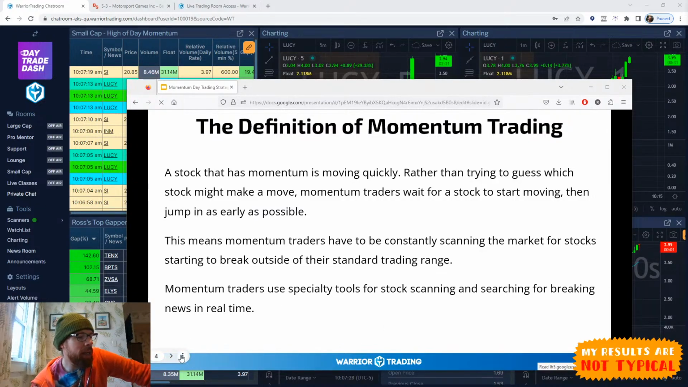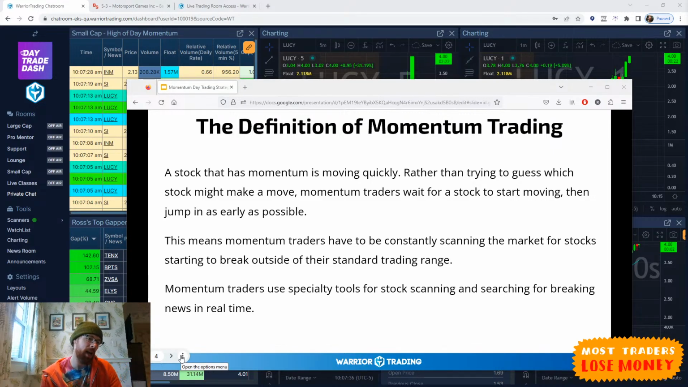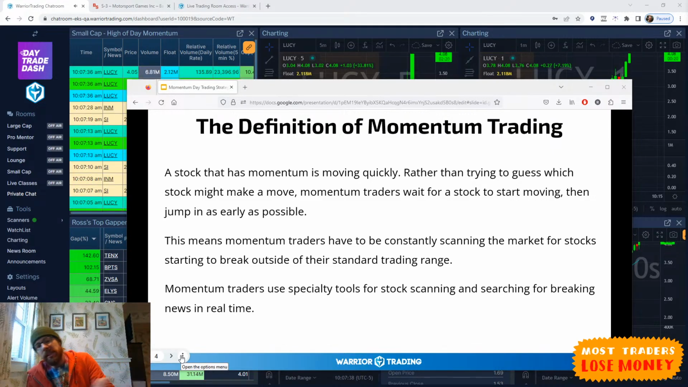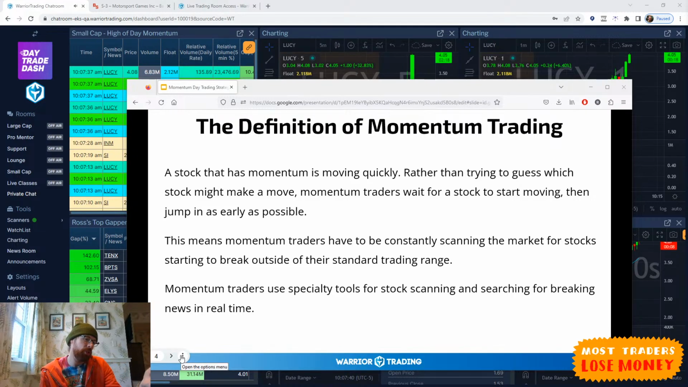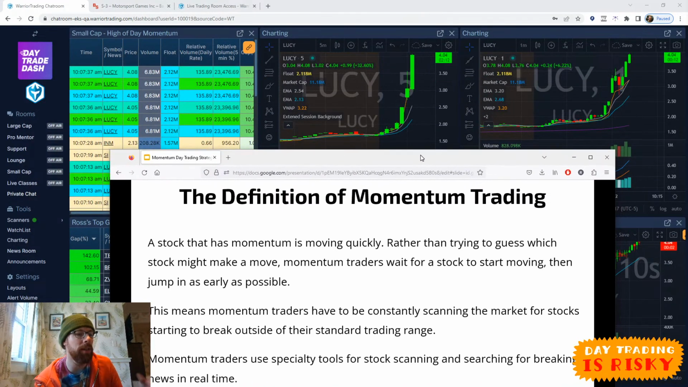So momentum traders need to be constantly scanning the markets for stocks that are starting to break out of their standard range, like this stock Lucy is right now. And if I wasn't teaching this class right now, maybe I'd be trading Lucy because it is a perfect example. Obviously, the stock is moving quickly. This is what we look for. It's rate of change. It's moving. And so that provides opportunities. On this one, that pullback right there would have been a good entry.